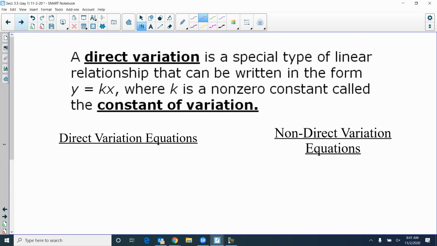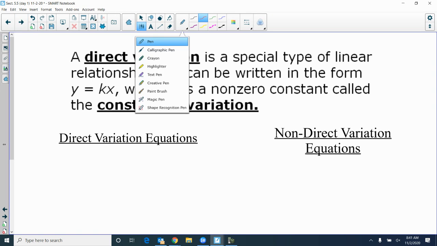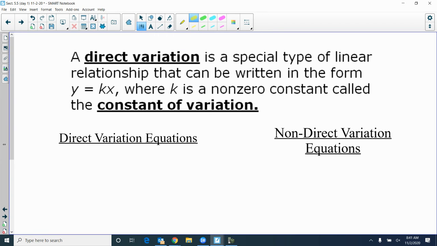A direct variation is a special type of linear relationship. So it's going to be a line that can be written in the form y equals kx. So make sure in that first blank goes direct variation. In that second blank goes constant of variation. That is your k value.